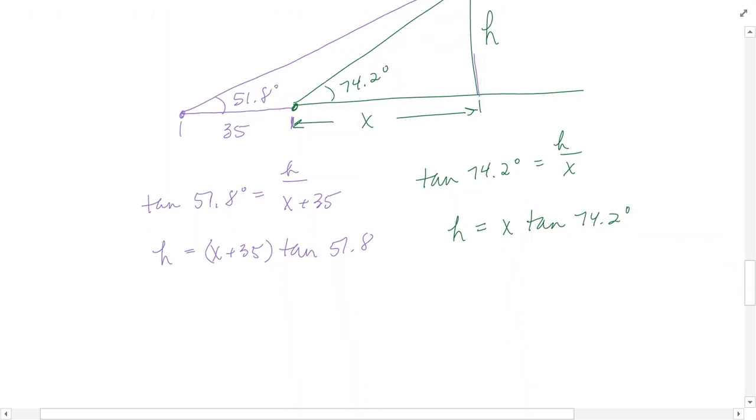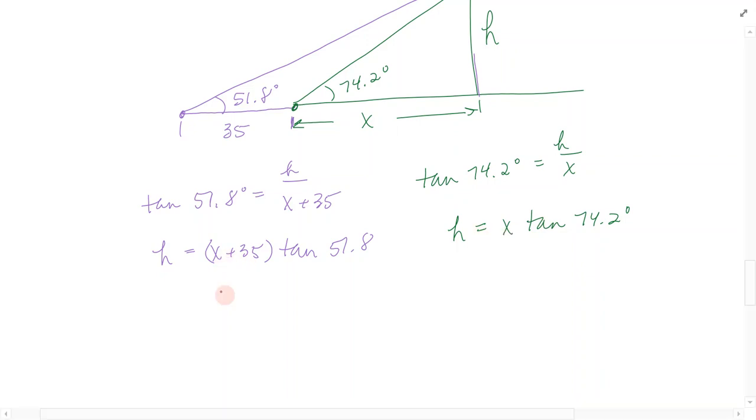Notice that in both cases, our h's are equal to the same value. If both of these expressions on the right-hand side of the equation are equal to the same value of h, then we can technically set both equations equal to each other and solve for this value of x.